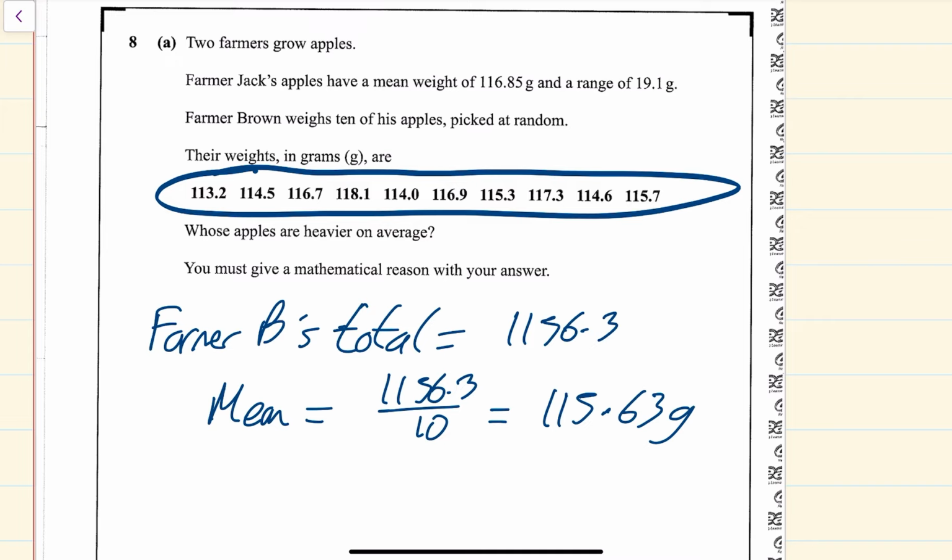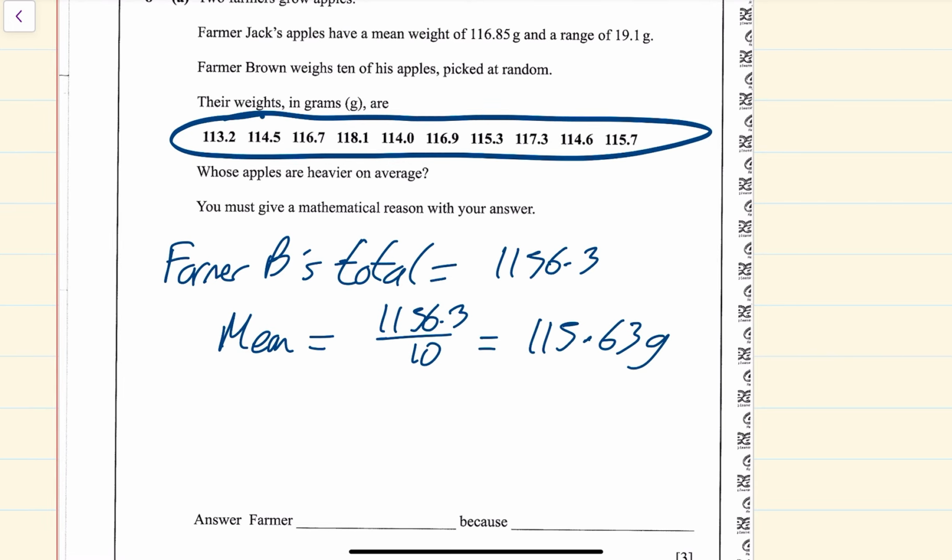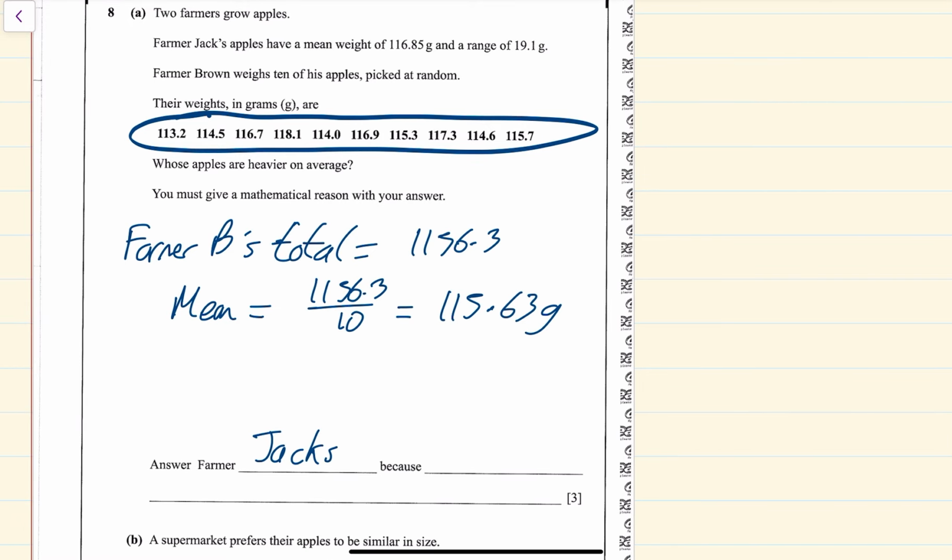It says Farmer Jack's apples have a mean weight of 116.5, and Farmer Brown's we've just worked out to be 115.6. Whose apples are heavier on average? It's Farmer Jack's, because his has a larger mean. That's it.